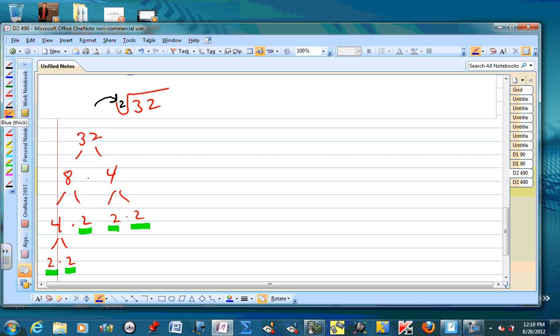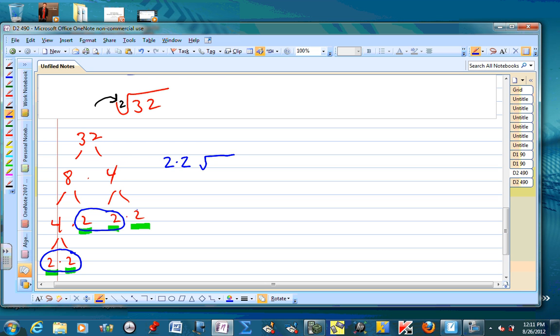Since the root index is 2, we can think of it like this. It takes 2 common prime factors to go out. There's a pair of 2's, so we can write a 2 outside the radical. Here's another pair of 2's. The root index is 2. There's 2 prime factors in common, so we can bring out another 2.